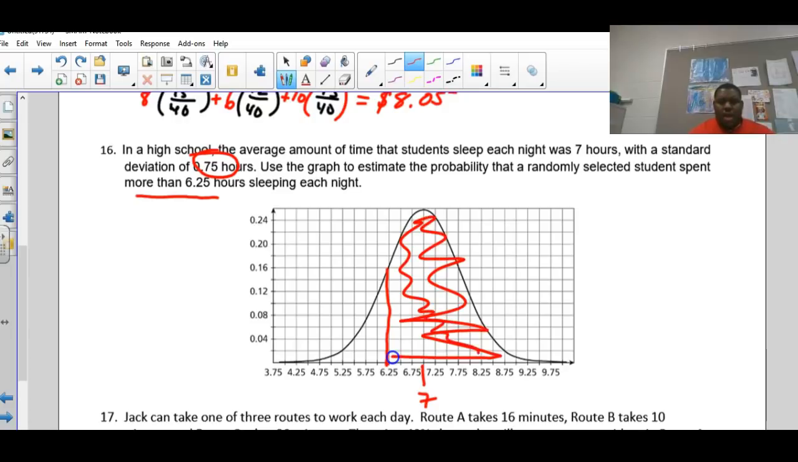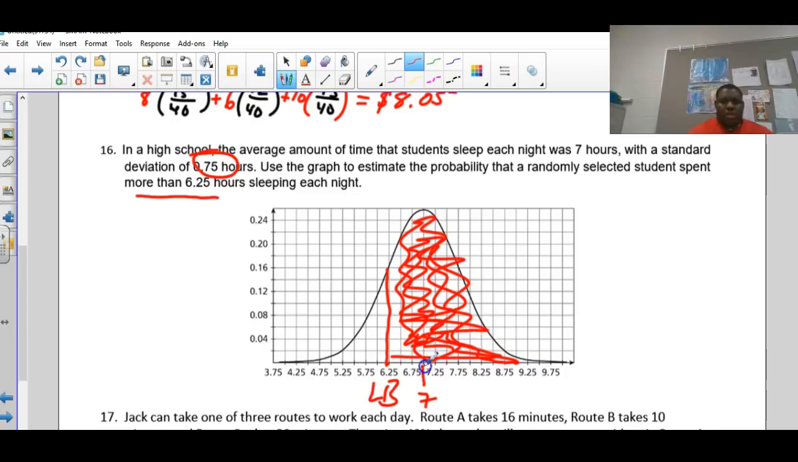I'm shading this, but let me show you. You can do this in your calculator. Not the graph, but solve this. If you want to solve this in your calculator, here's what you do. We know that this is 7. The standard deviation is 0.75. So if I subtract 0.75, that means that this is the minimum, the lower bound. That's your lower bound.